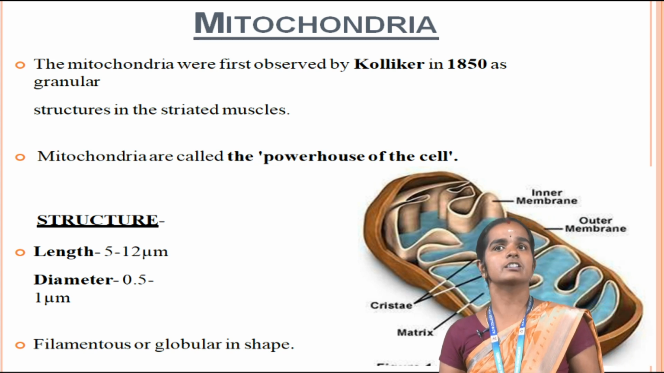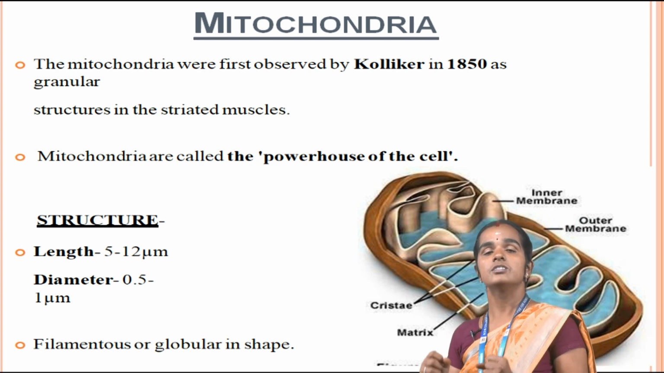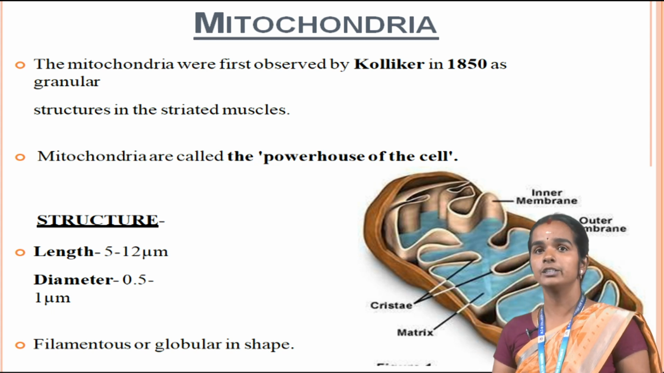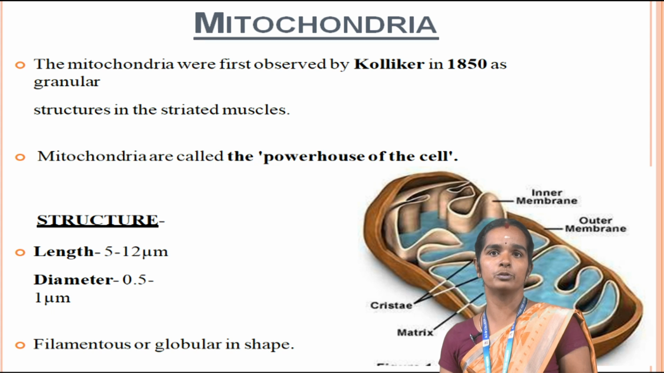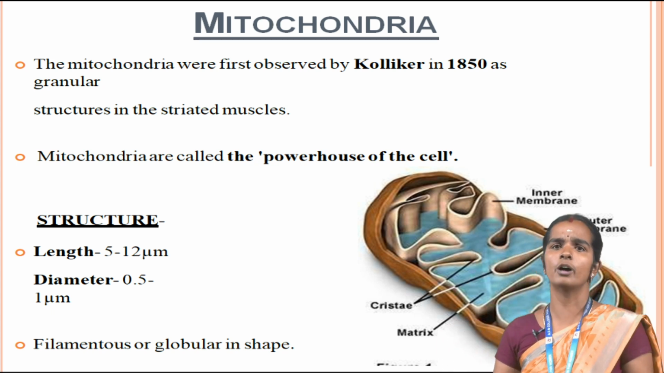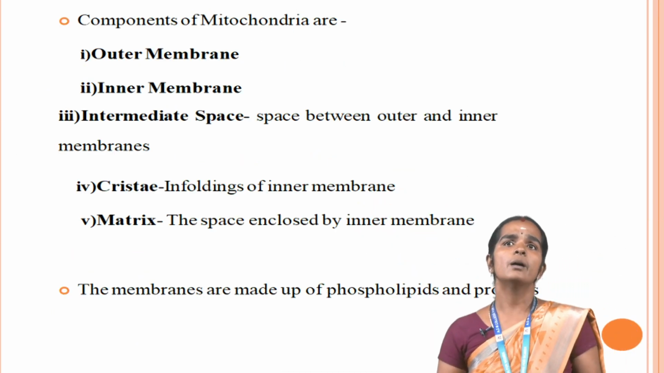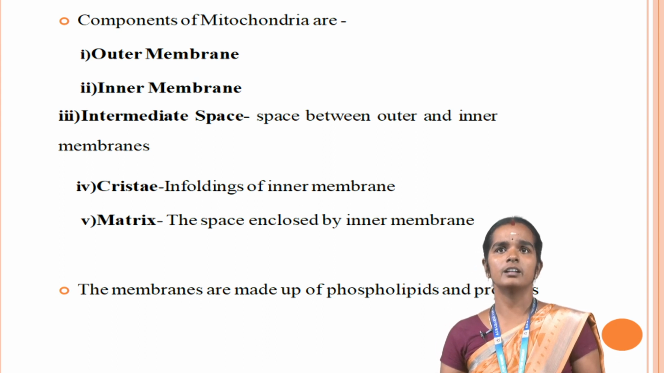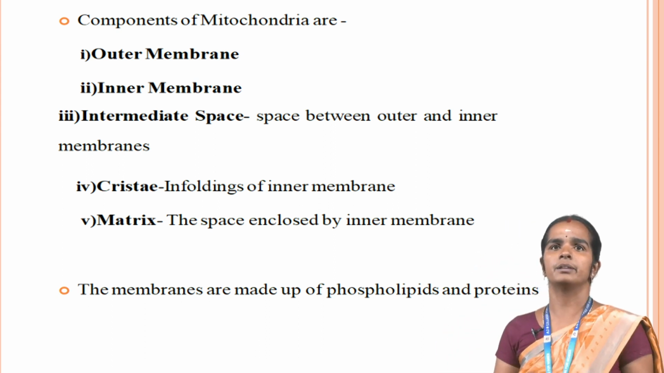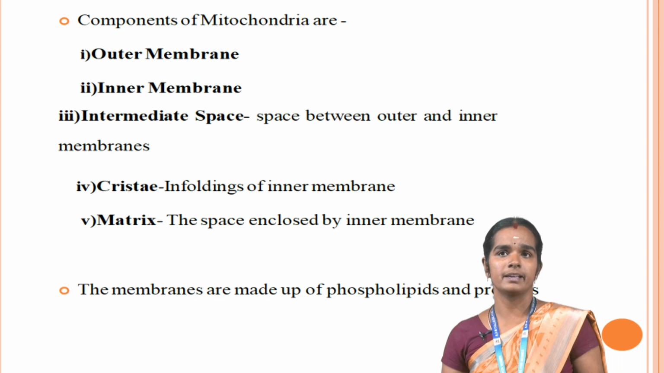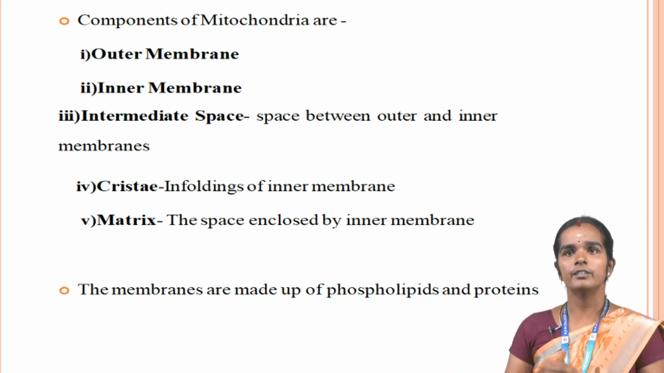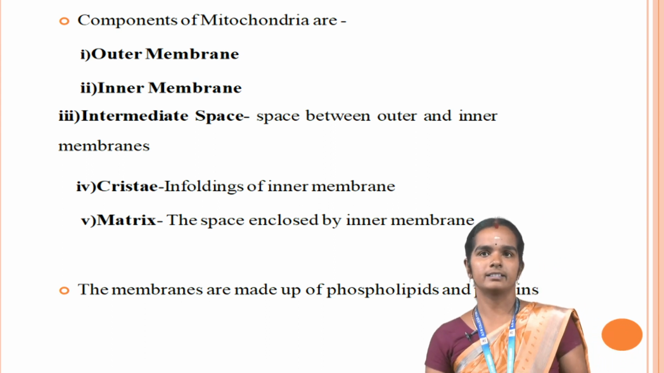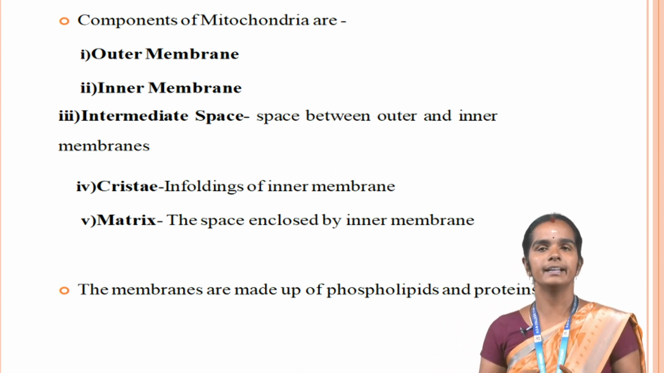Mitochondria are otherwise called the powerhouse of the cell. The length is 5 to 12 μm, and the diameter is 0.5 to 1 μm. They are filamentous or globular in shape. Components of mitochondria are the outer membrane, the inner membrane, then the intermediate space between the outer and inner membrane, cristae, enfolding in the intermembrane matrix, and the space enclosed by the inner membrane.